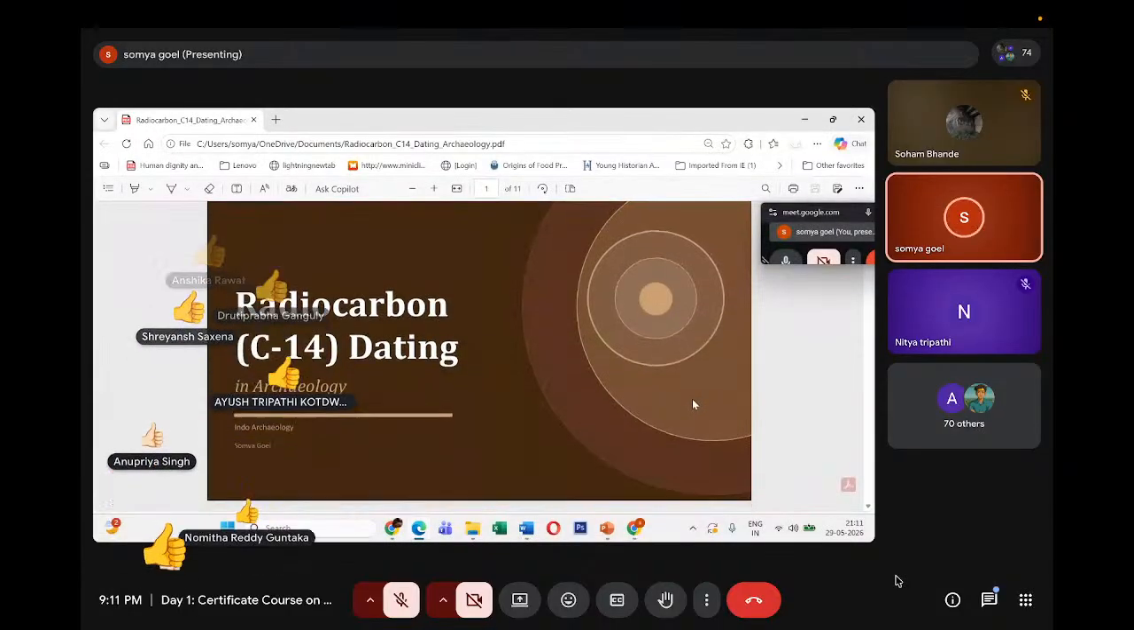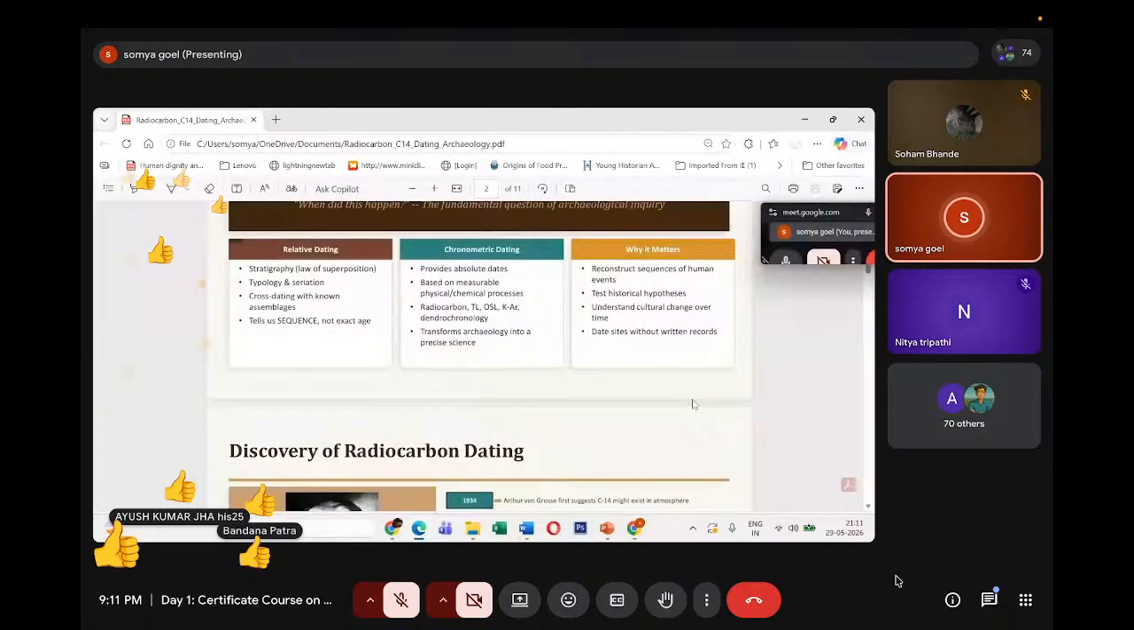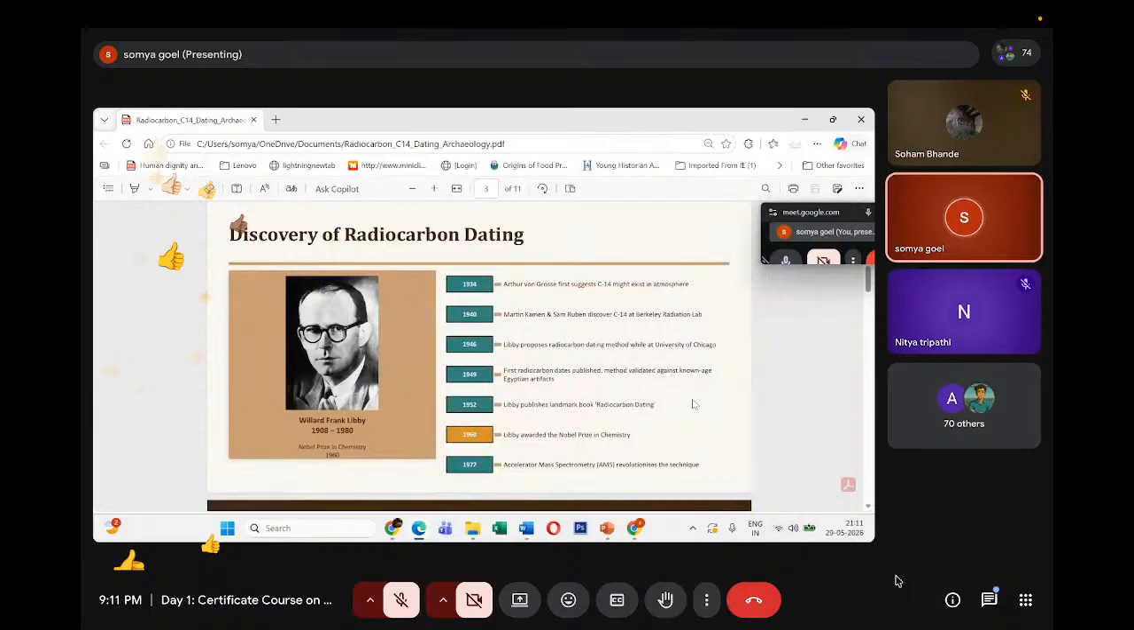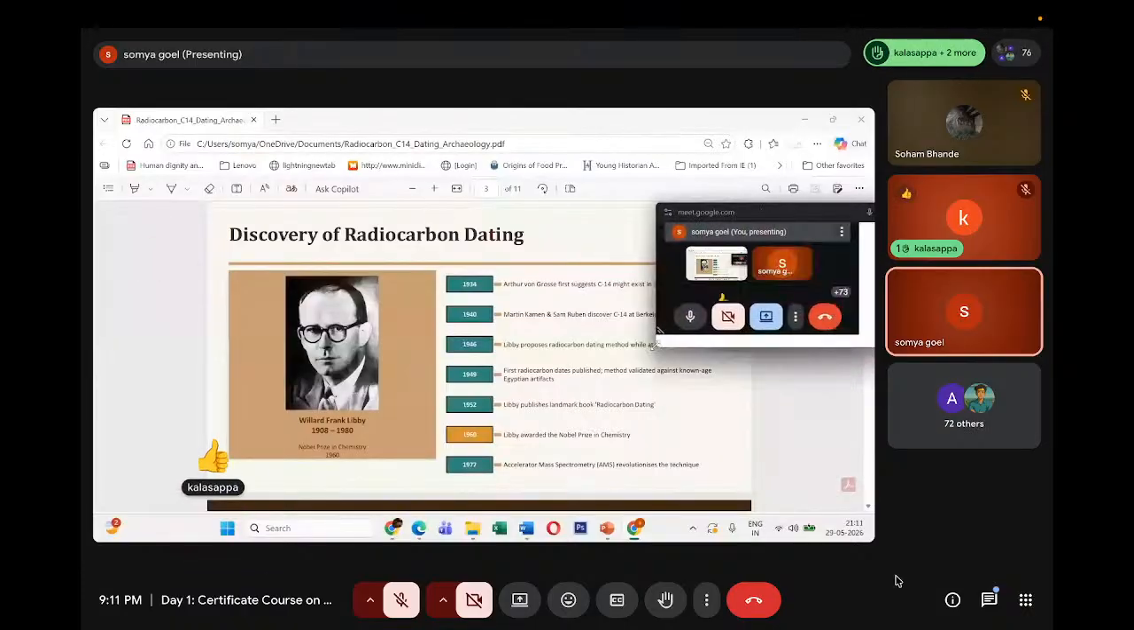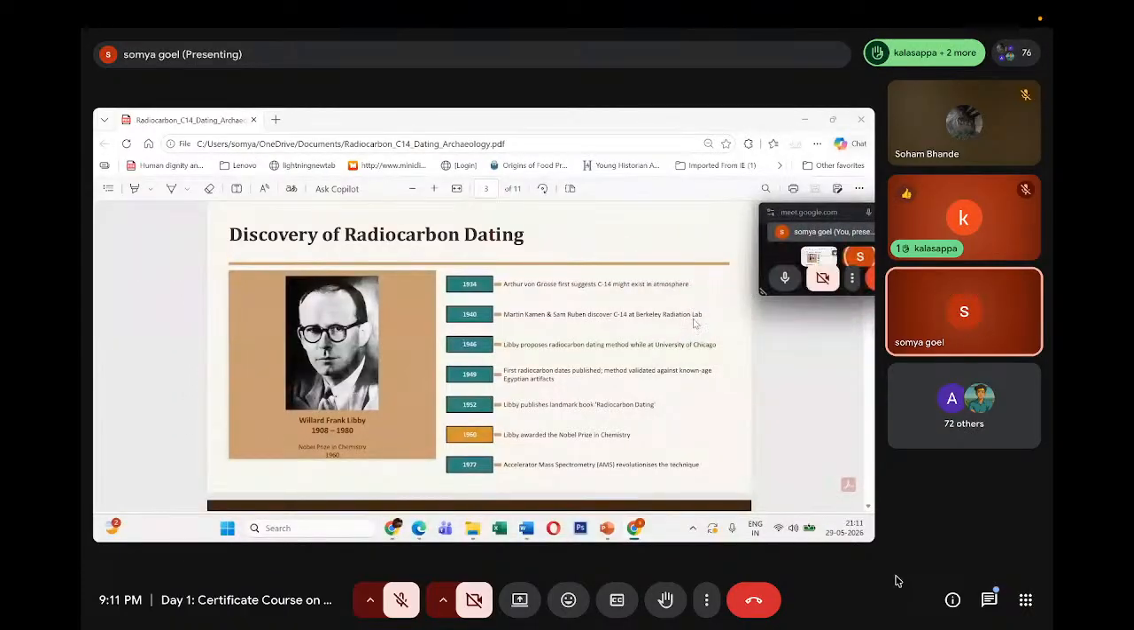Yes. Okay. So now we'll come to radiocarbon dating. Thank you. So now coming to radiocarbon dating, which is the topic of this lecture today. This method was developed by W.F. Libby. Now, I guess you must have heard of this name before. He was not an archaeologist; he was a chemist.